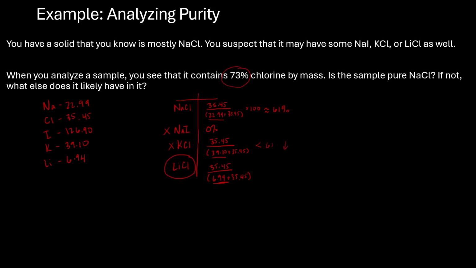I don't even have to do the math on this one as long as I understand what's going on with the math. So think about what's going on in the numerator and the denominator. The numerator is staying the same in all of these because we're trying to figure out the percent chlorine by mass. So the only thing that's changing is the denominator, and as we decrease the denominator, the percent chlorine by mass is going to go up. And so lithium chloride would be our contamination source in this sample.